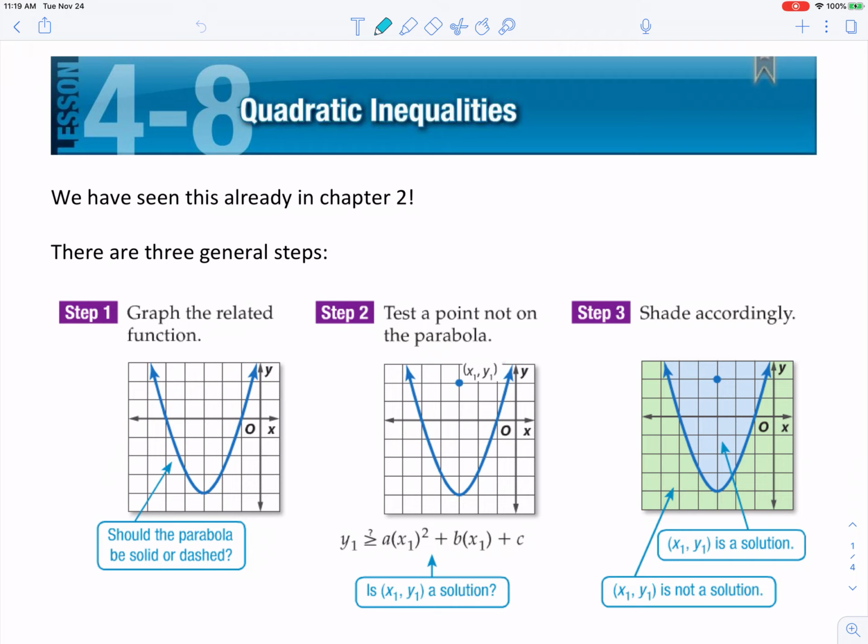So, step 1 is going to be to graph the related function. Step 2 is to do a test point. If you recall, my favorite point is 0, 0, but you can only use 0, 0 if your graph does not go through 0, 0. And if 0, 0 works and it's a star, that means you shade towards the star. If it's an X, you shade away from that.